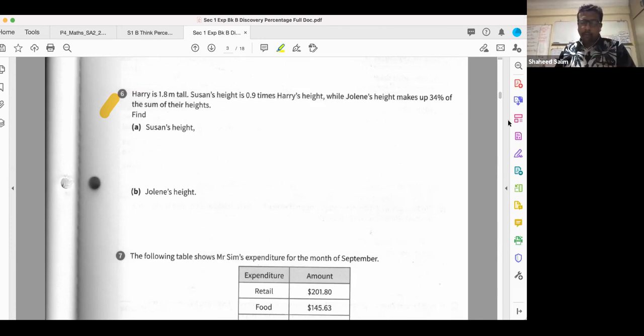Zahira has sent an answer. Okay, Naman, Zahira, you don't need to turn on, but send your answers. Come on, the rest, everyone. Do Susan's height first. This one you don't need to use percentage. Only the Jolene one you need to use percentage.